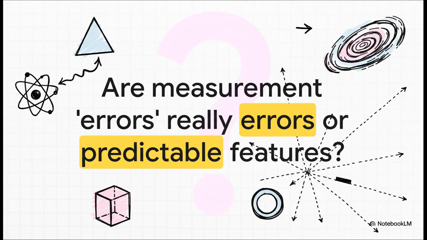So, let me start by asking you this. You know how in science we always have these tiny little errors in our measurements? We usually just call it noise and kind of brush it aside. But what if it's not noise at all? What if it's not random? What if it's actually a predictable feature of reality, a hidden message?